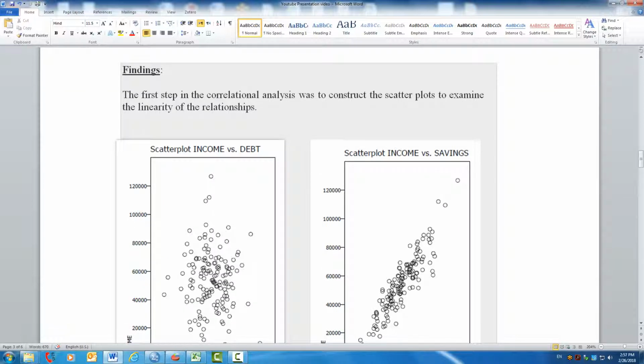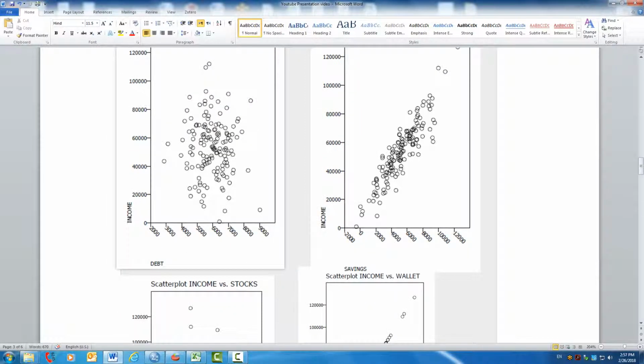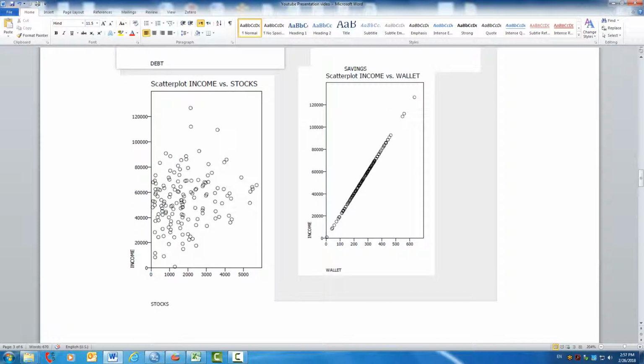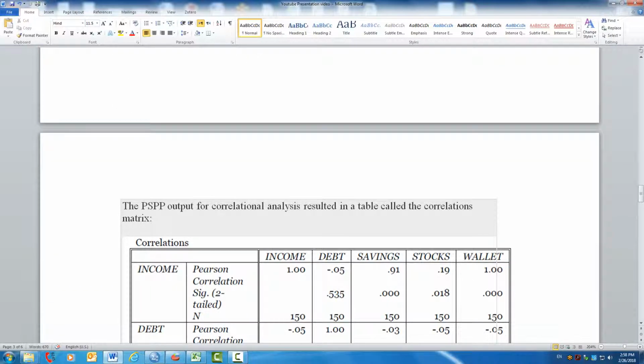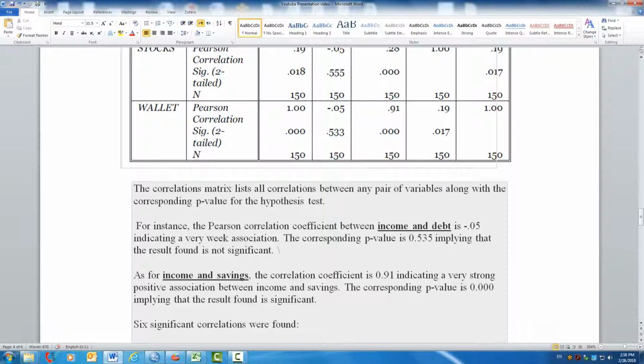Here in the findings, I went to the graphs section in PSPP, and I got the results between income and debt, income and savings, income and stocks, and income and wealth. The PSPP output for correlation analysis is often a table called the correlations matrix, where all the correlations between the variables you gave us are stated. The correlations matrix lists all correlations between any pair of variables along with the corresponding p-value for the hypothesis test.